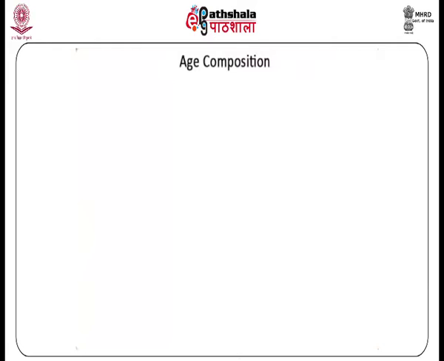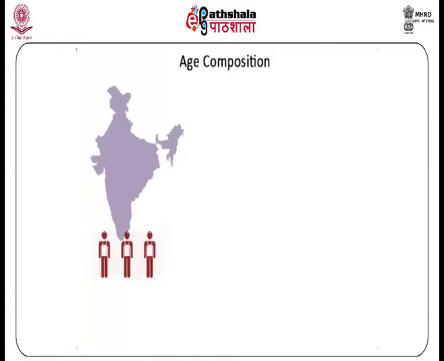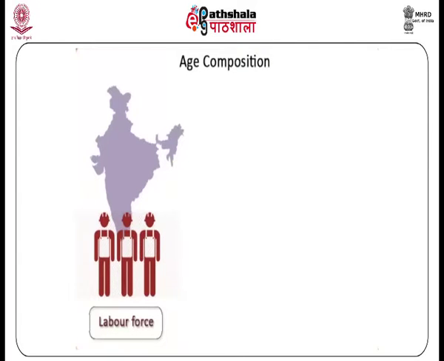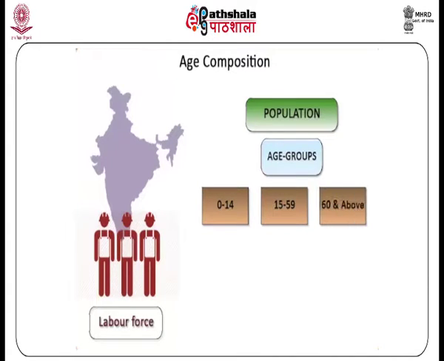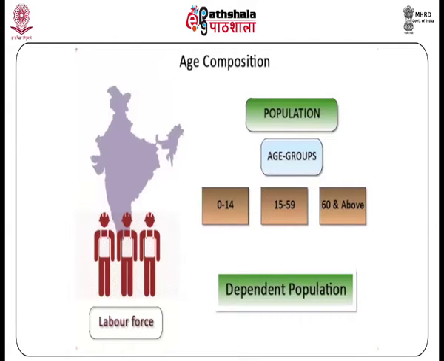Age composition. Age composition or structure is the proportion of labor force in the total population of the country. Any population is usually divided into three age groups: 0 to 14, 15 to 59, and 60 and above. Populations in the 0 to 14 age group as well as 60 and above are regarded as dependent population.